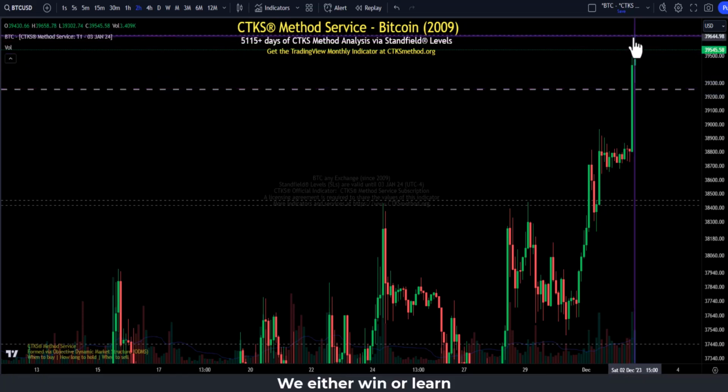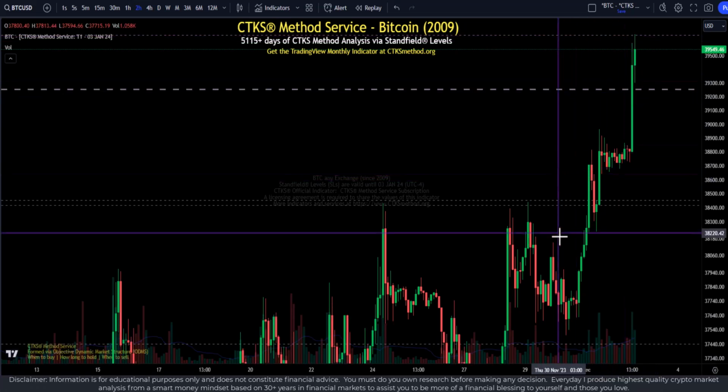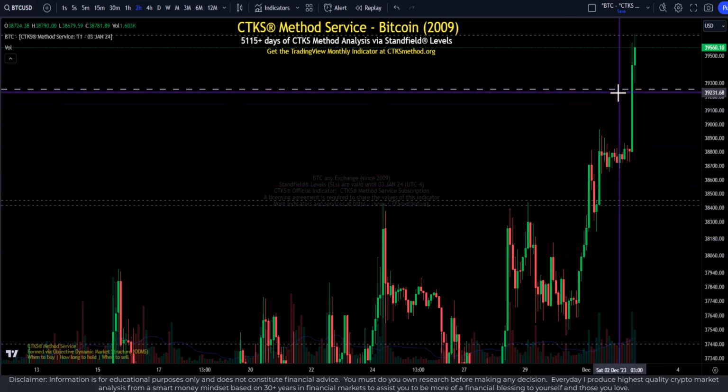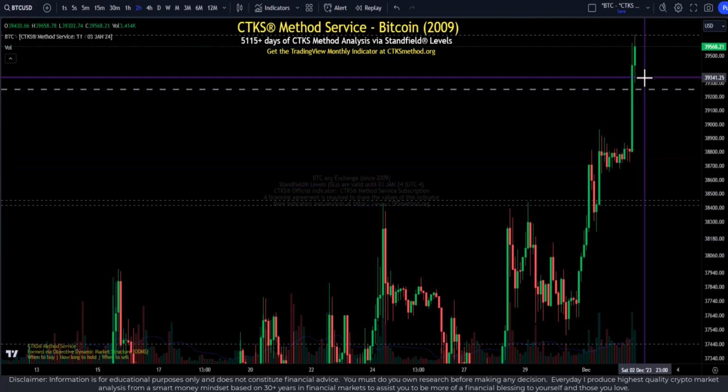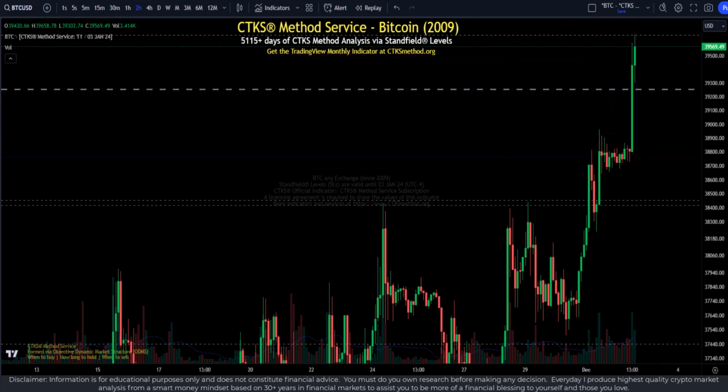It's hit a structural level above at 39,644. We can see that Bitcoin had a bit of a positive fresh air gap, and these gaps can get filled very quickly. The key is what is above. If you're a service member, pay a lot of attention to what's above. I'll be explaining it throughout the month.